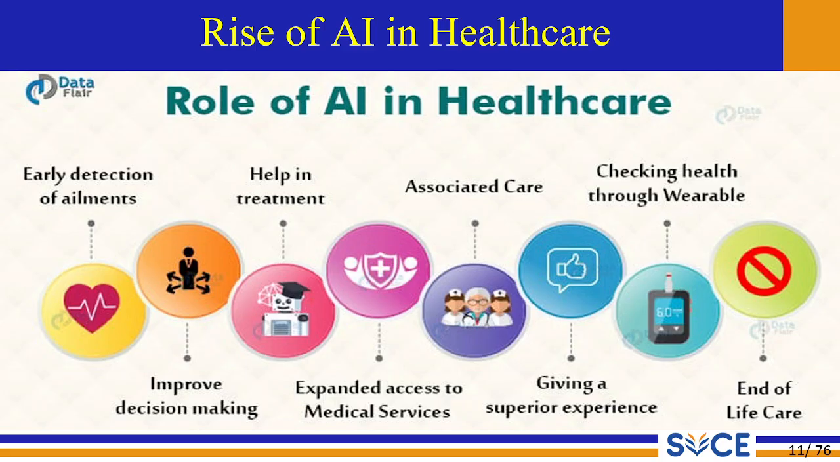Starting on the left, early detection of ailments is a game changer. AI can spot patterns in scans and lab results far earlier than the human eye, which means diseases like cancer or heart issues can be caught sooner. Moving on, AI helps improve decision making for doctors. Think of it as a super smart assistant that analyzes the mountains of medical data and suggests the best treatment options.